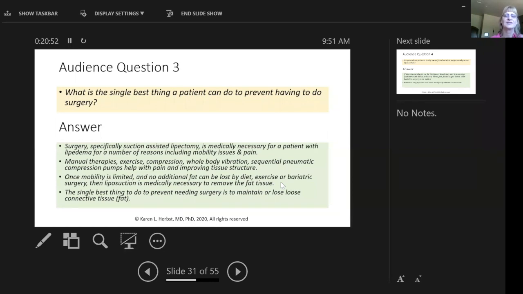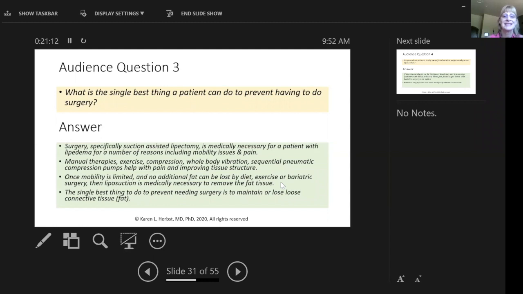Manual therapies, exercise, compression, whole body vibration, sequential pneumatic compression pumps, all can help with pain and improve the tissue structure. But once mobility is limited and no additional fat can be lost by diet, exercise, or bariatric surgery, then liposuction is medically necessary to remove the fat tissue.